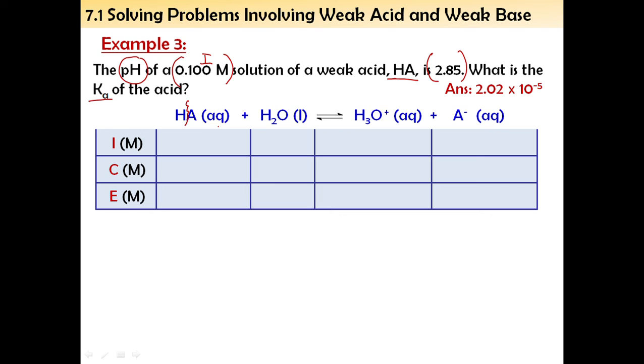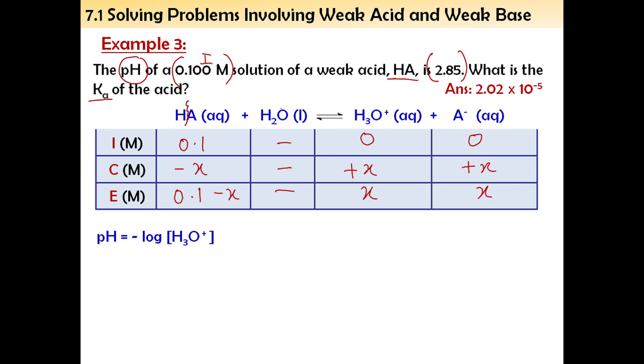Okay, so I'm going to substitute the value. So untuk HA, the initial concentration is 0.1 and this one is dash. Kosong dan kosong for the ion. Untuk change negative X, positive X, and positive X. Equilibrium 0.1 minus X. This one is X dan X. Okay, jadi untuk soalan macam ni, I am given the pH value. Jadi saya tahu this is the formula for pH. Then saya boleh substitute value ke dalam formula.